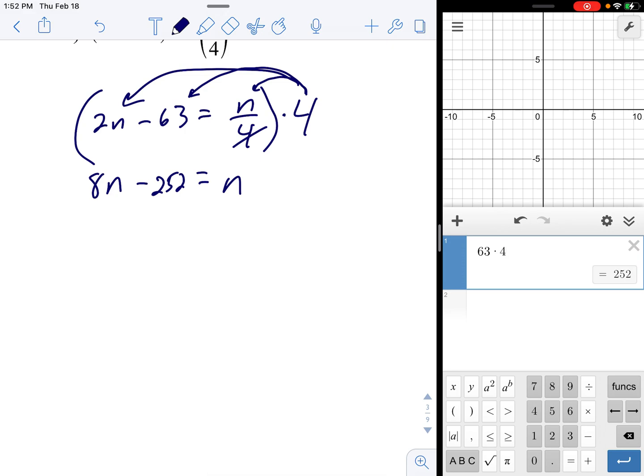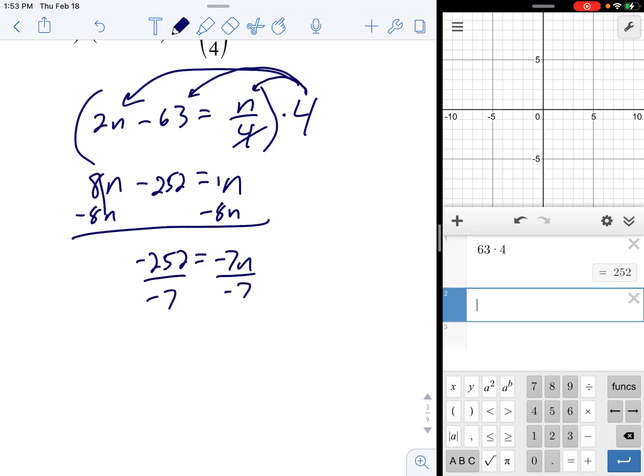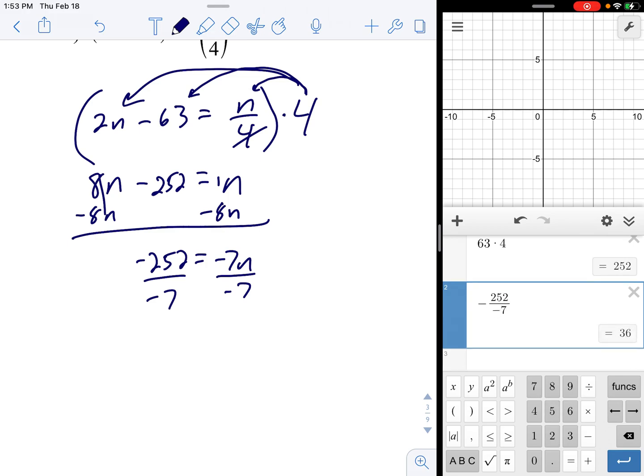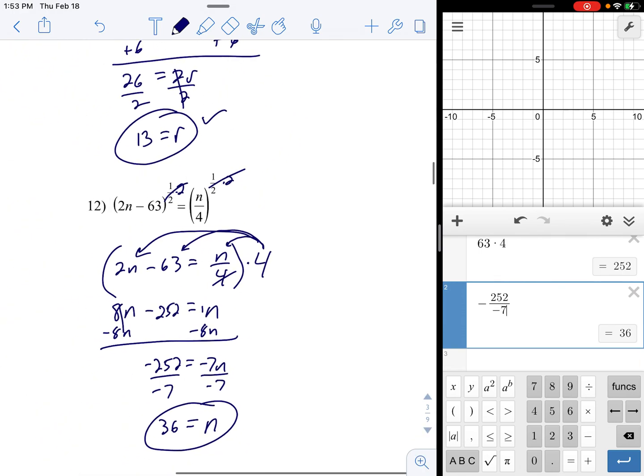So now we need to get our variable terms together. I'm going to go ahead and subtract 8n. Negative 252 equals 1 minus 8 is negative 7n. Divide both sides by negative 7. Negative 252 divided by negative 7 is 36. n equals 36. Let me check my answer. So I'm going to go back up here to the original problem.